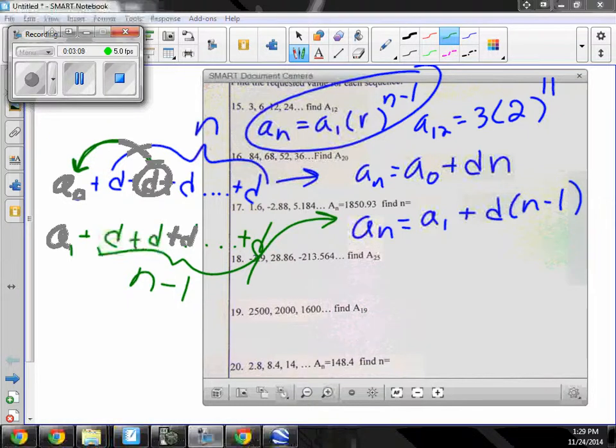So if you know a sub 0, use the plus dn formula, but we don't know a sub 0 on any of these. So we're going to do a sub 1 plus d times n minus 1. Because by moving one of the d's from the dn term over to the a sub 0 term, that changes a sub 0 to a sub 1, and now instead of n d's, we now have n minus 1 d's.